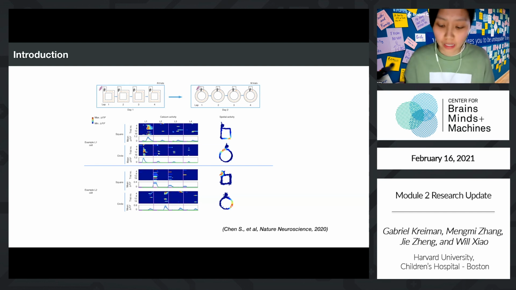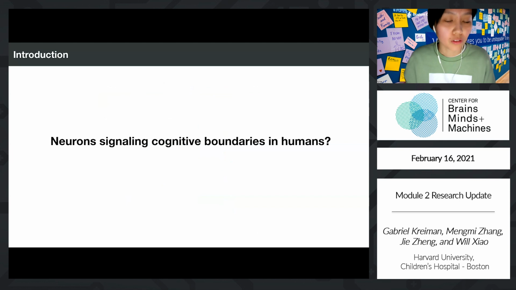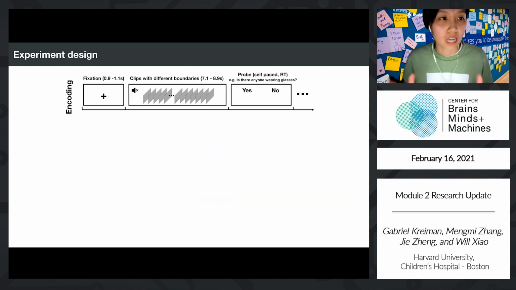So all these findings inspired us to do this work, trying to figure out whether there are specific neurons in the hippocampal network signaling cognitive boundaries in humans as well. To address this question, we developed a task which has 3 different phases. During the encoding phase, we present a series of clips without any sound to the subjects.